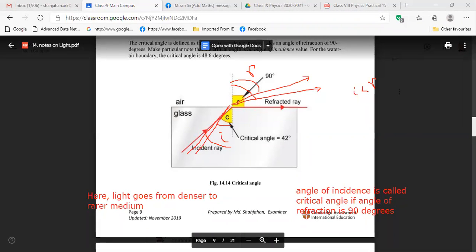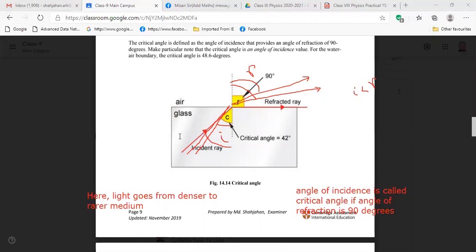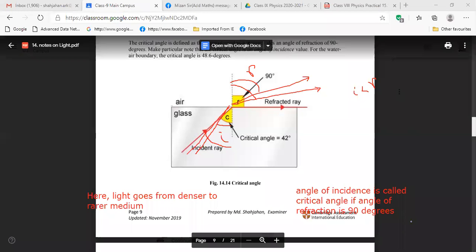Sir, do you need to copy the angles you have drawn? Yes, please do it quickly. Is it necessary, sir? Then it will be more complicated to understand. Okay, no problem. If you think it is complicated, then it's not necessary. Okay, fine. We'll leave it.